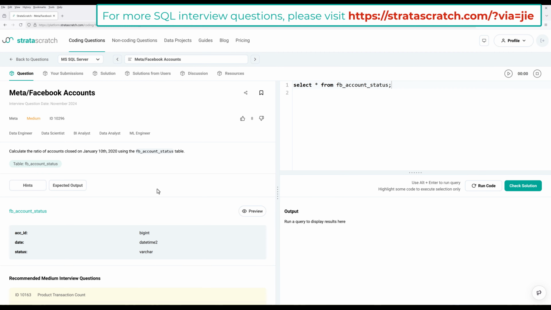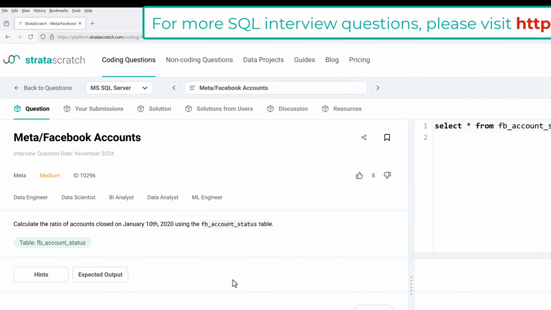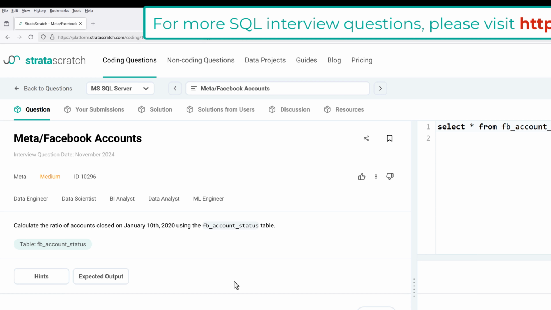In this SQL challenge, we're going to learn how to solve a medium difficulty problem called Meta Facebook accounts by Meta. This is not a difficult problem. The hard part is trying to figure out how to format the output correctly to return the proper ratio format. Now let's look at the problem below.